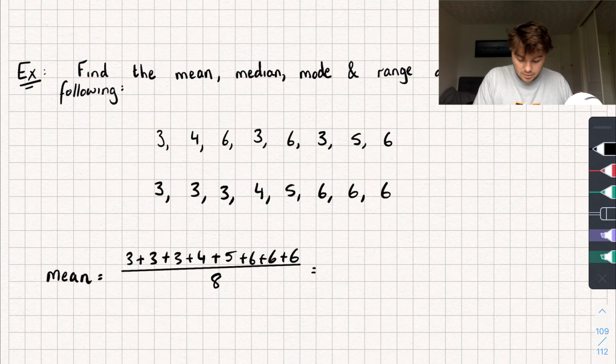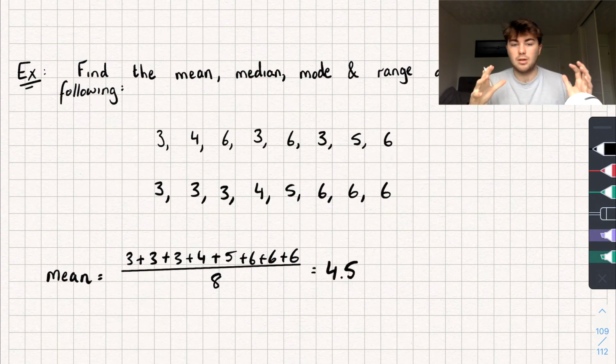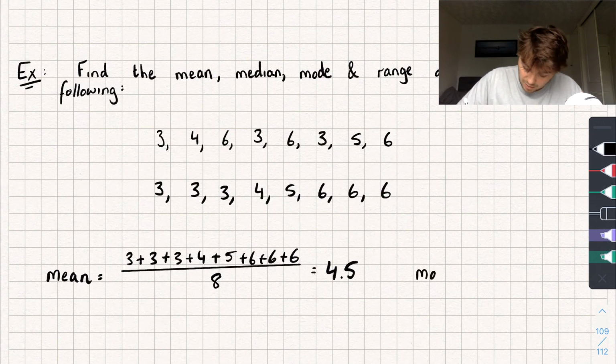So we've got 3 plus 3 plus 3 plus 4 plus 5 plus 6 plus 6 plus 6 divided by 8, and I get 4.5. And you can have your mean being a decimal, that's totally fine. And so I've got 4.5. Let's move on to the mode.